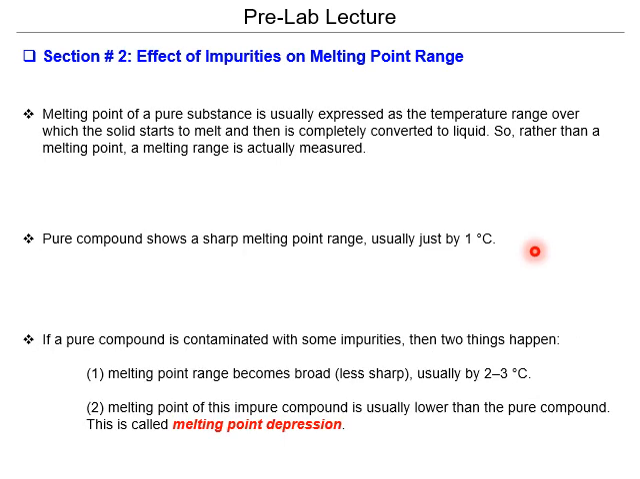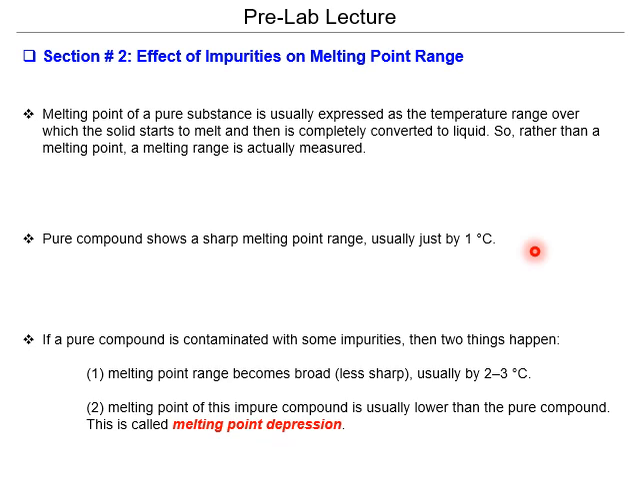But if we have any kind of impurity in our substance, the melting point will change. The melting point of a substance is usually expressed as the temperature range over which the solid starts to melt and then is completely converted to liquid. So rather than a melting point, a melting range is actually measured. Pure compounds show a sharp melting point range, usually within 1 Celsius.